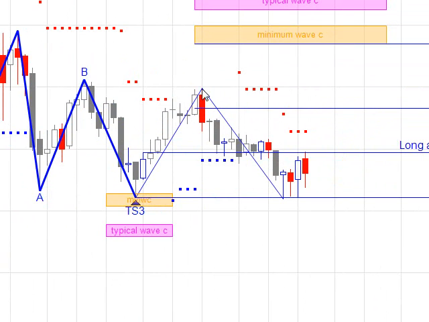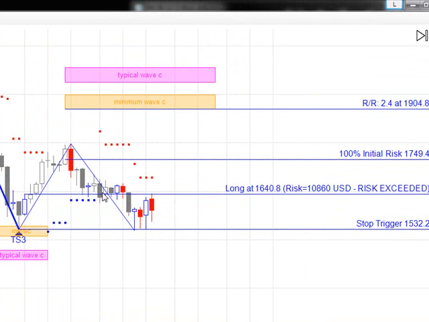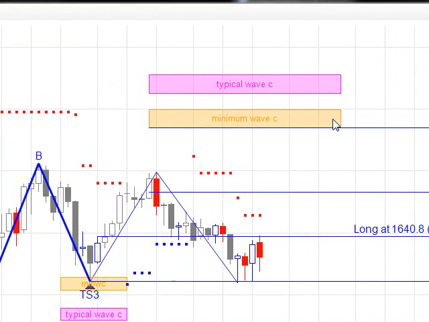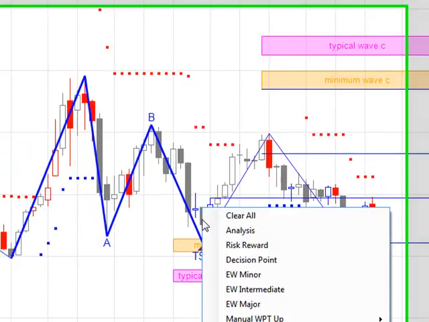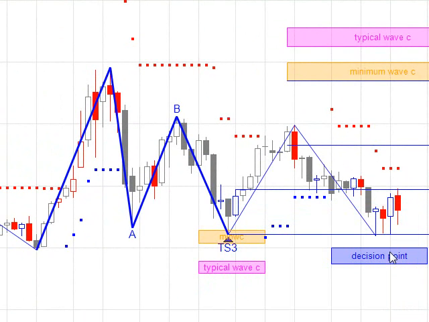Again, this one, the entry here hit the 100% initial risk line if you're long that, and stopped at break even. But you see the target there. We'll see if this area holds. We can take a decision point off of this for your next major support there, right at 1500 in gold.